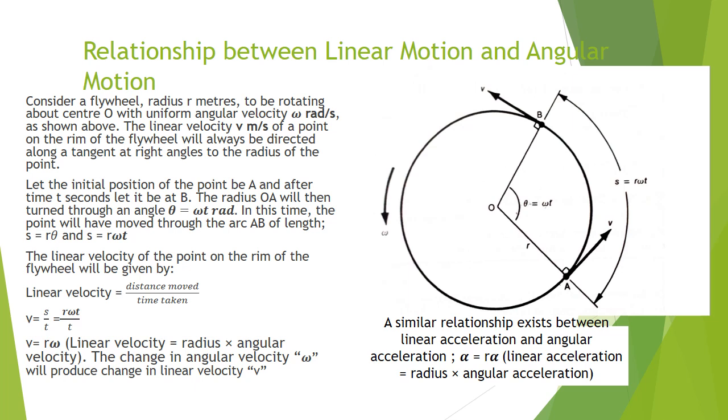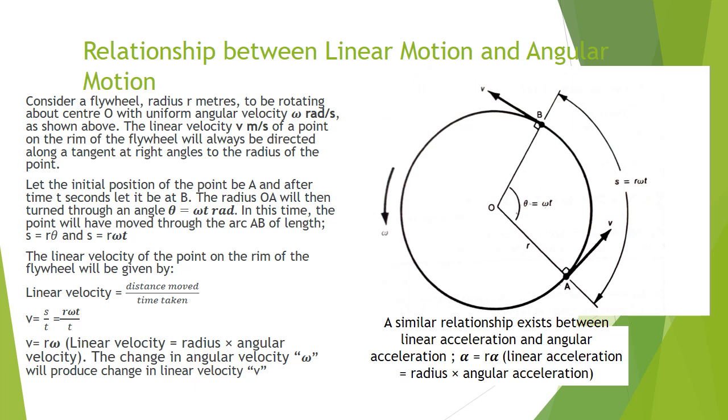Now let the initial position of the point be A, and after time t seconds let it be at B. The radius OA will then turn through an angle theta, which is equal to omega t in rad. So in this time, the point will have moved along the arc AB of length s, which is equal to r theta, and s is equal to r times omega times t.